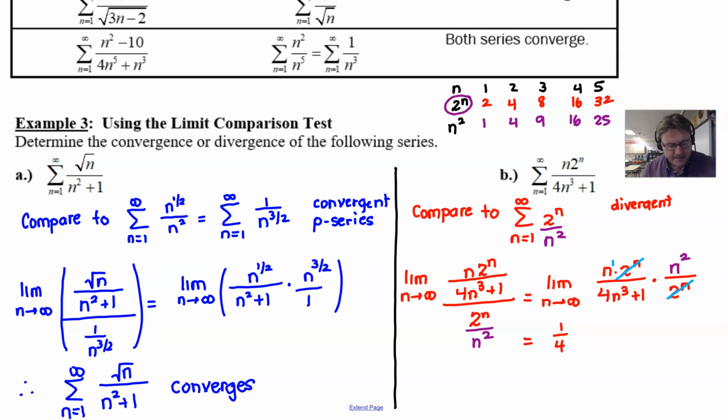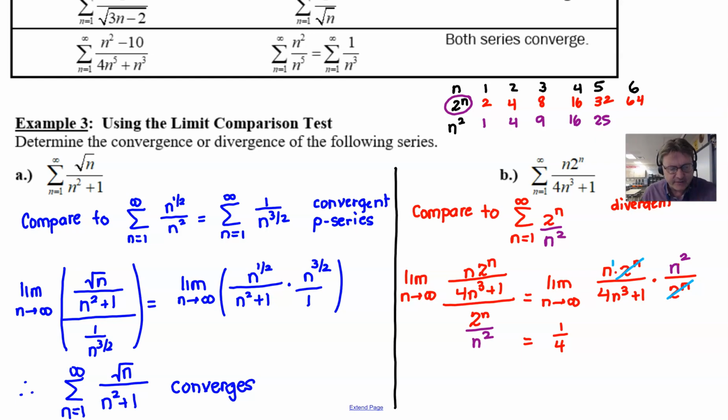And okay, maybe I could go one more just to prove it to you. Let's see if it's going to be the same or even bigger. 2 to the 6th is going to be 64. Yep, that seems right. And then 6 squared is 36. So you can see that at this point the value for the n squared is just going to get completely overtaken by the 2 to the n. So there's no question that this diverges.